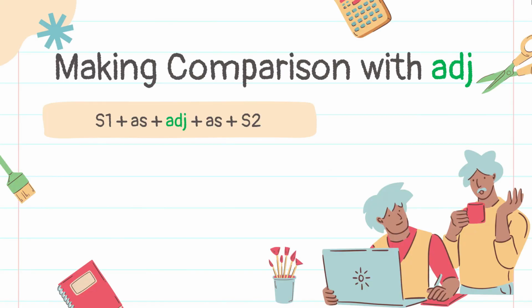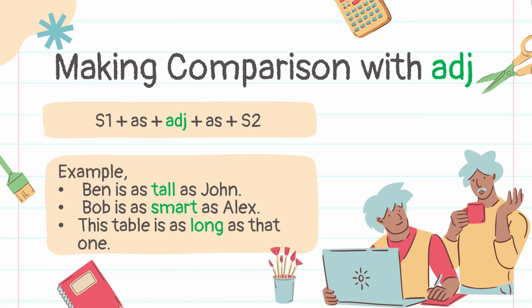If you want to make a comparison, you can use an adjective, that is comparative: subject 1 plus as plus adjective plus as plus subject 2. Example: Ben is as tall as John. Bob is as smart as Alec. This table is as long as that one. And here are some important tips.